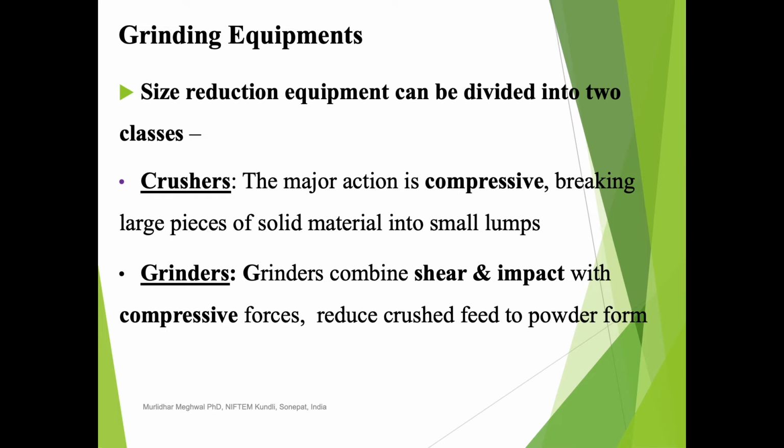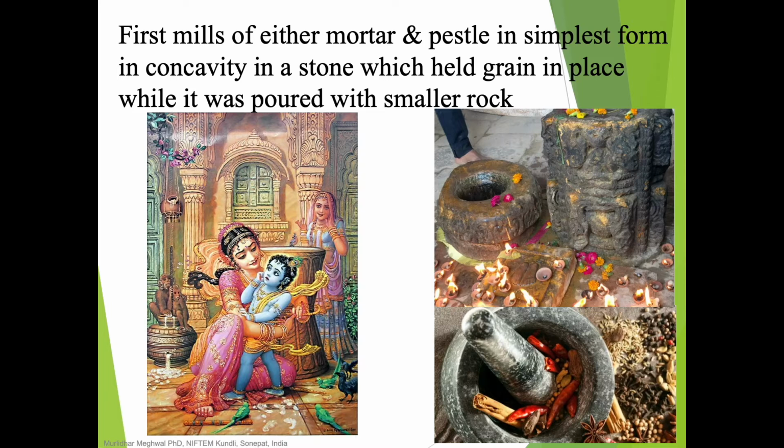So there are two major categories: crushers and grinders. Crushers are the equipment where the major action is compressive, breaking large pieces of solid material into small lumps, whereas grinders combine shear and impact force with compressive force and finally reduce the feed materials into powder form.